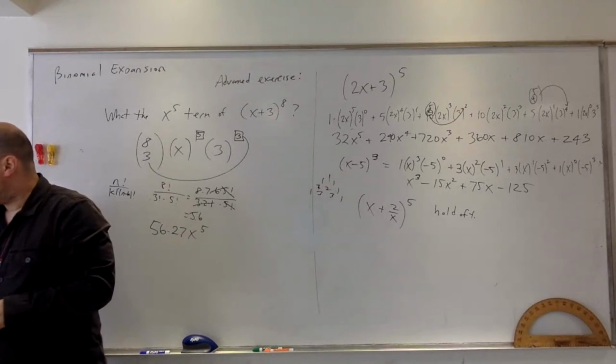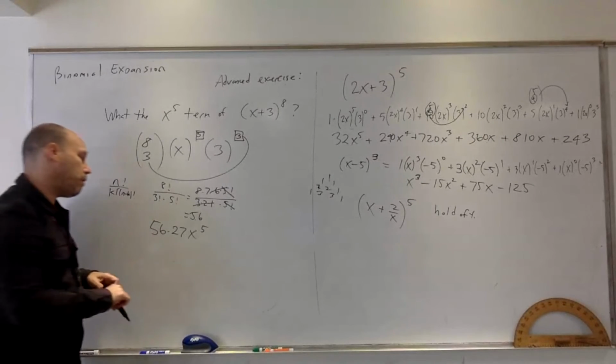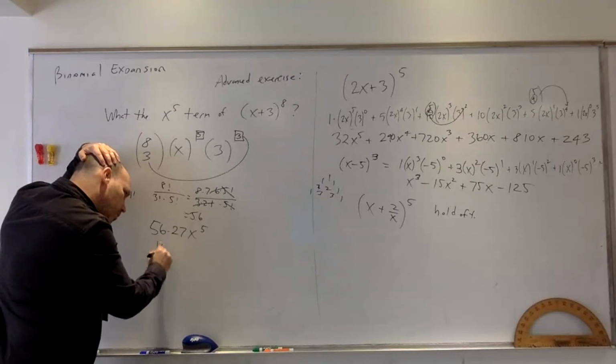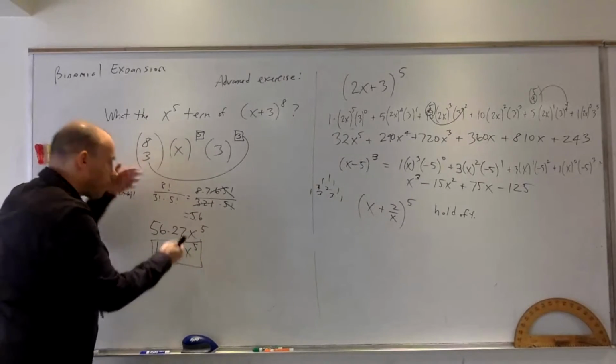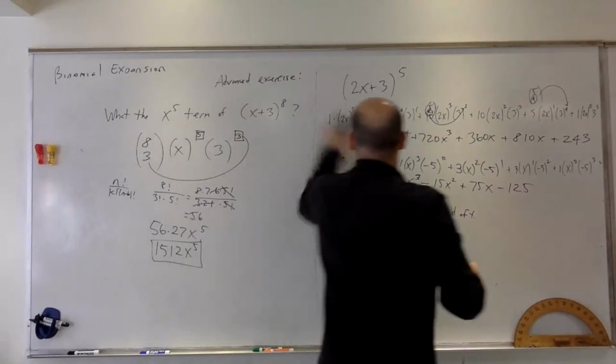Hey Siri, what is 56 times 27? 56 times 27 is 1,512. Let's try another one.